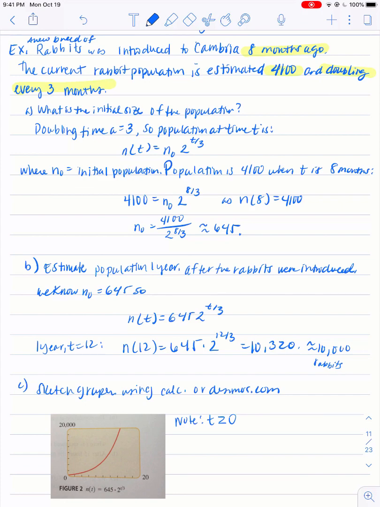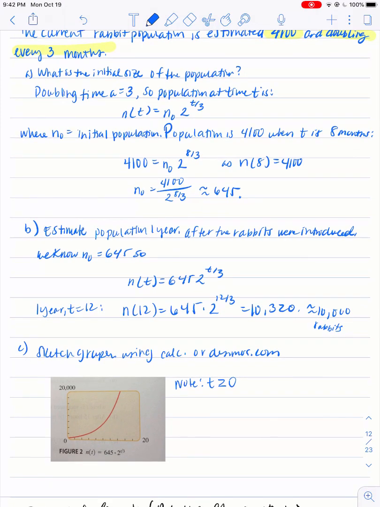So now we want to estimate the population 1 year after the rabbits were introduced. So we know that n naught equals 645. So we have n of t equals 645 times 2^(t/3). So after 1 year, that's going to be t equals 12. So I plug in 12 for our t. So I have n of 12 equals 645 times 2^(12/3), which is 10,320, so approximately 10,000 rabbits. So that's going to be after a year.